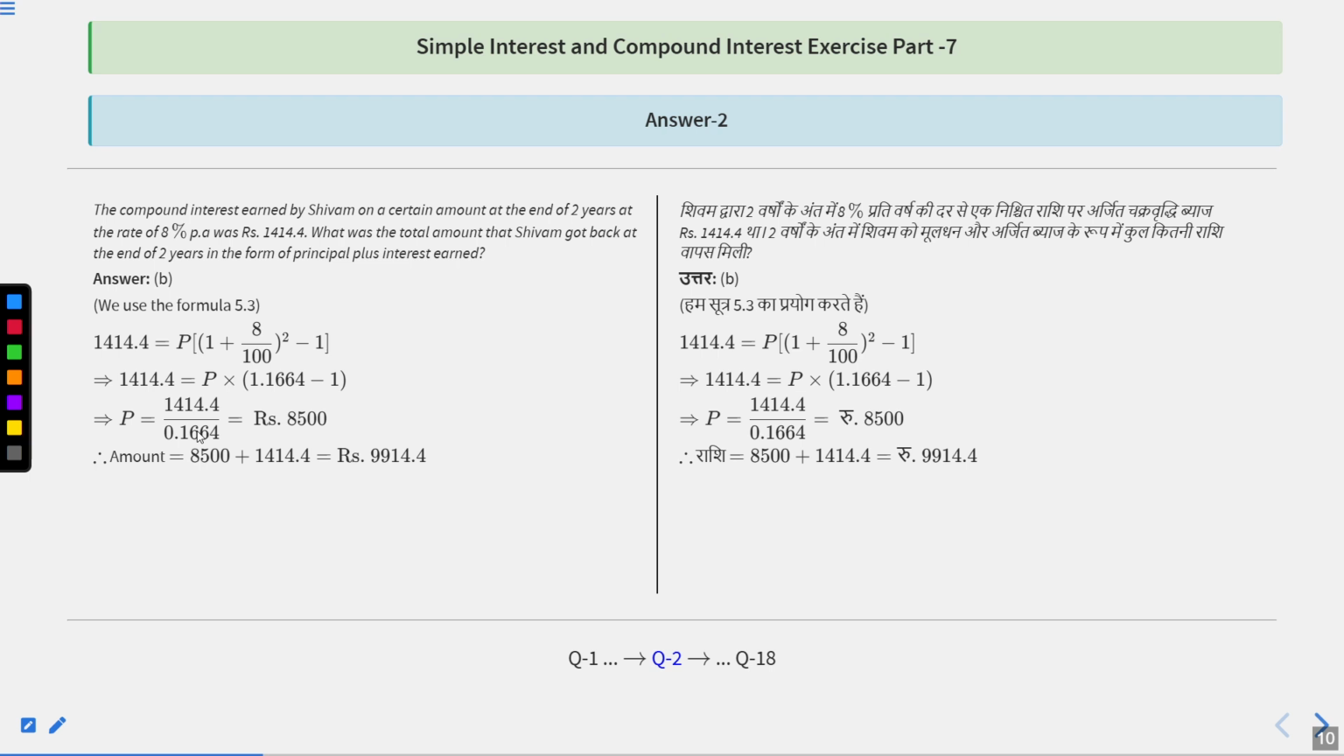Again, we use the formula of compound interest. The question says that this is our compound interest. We don't know the principal, so first we need to calculate the principal. Compound interest equals principal multiplied by the bracket 1 plus r upon 100 to the power n minus 1. So P we need to calculate. We know the rate of interest and we know the time. So we put these values in this equation and we get the value of P, which is 8,500 rupees. So what will be the amount? Total amount will be principal plus compound interest. So it will become 9,914.4 rupees. Clear? Next one.